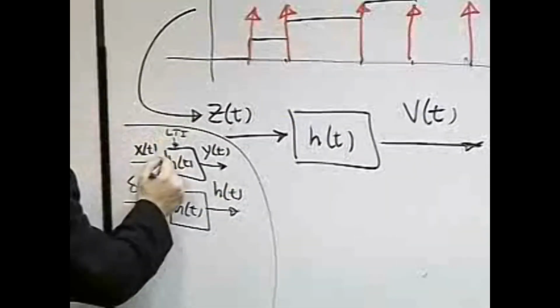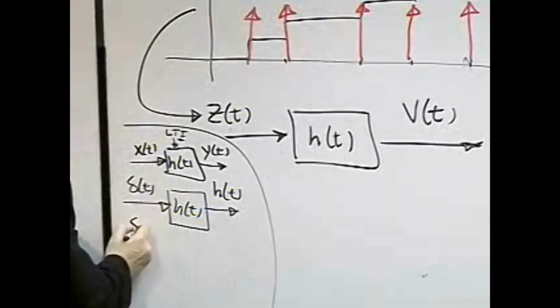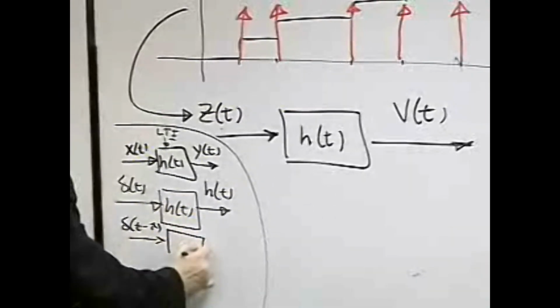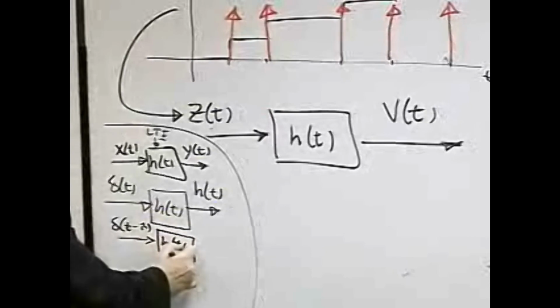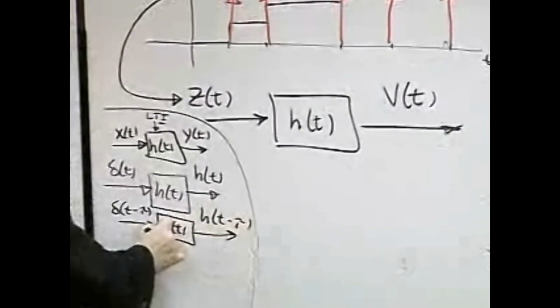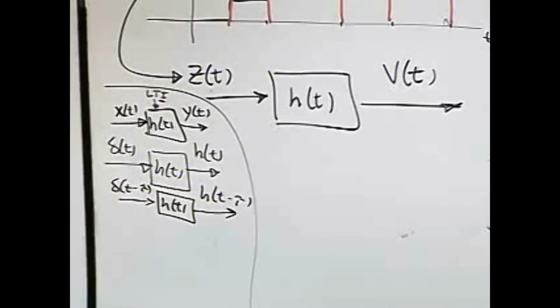But because this is time invariant, if we put in a delta of t minus tau, where tau is a fixed number, into this system, what do we get out? H of t minus tau. Because it's shift invariant, the system doesn't change with respect to time. If it has resistors in it, those resistors have the same value. If they're 2 ohms today, they'll be 2 ohms tomorrow. If the resistors are changing with respect to time, then the system itself is changing with respect to time, and it is no longer time invariant.